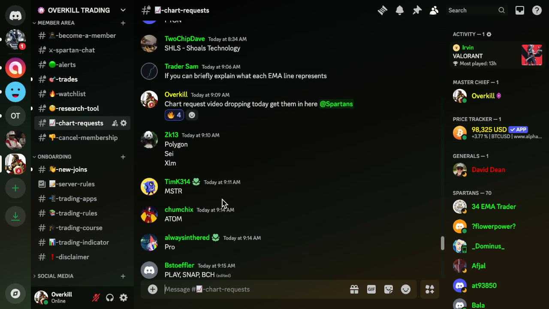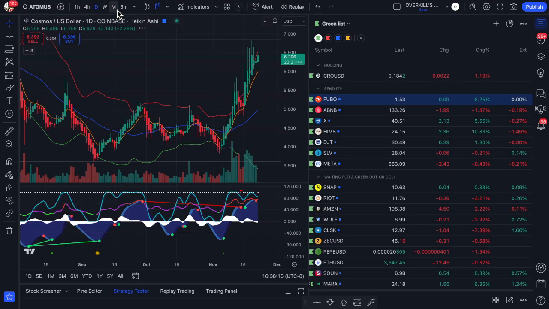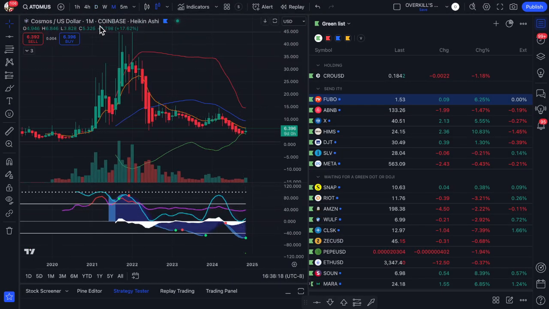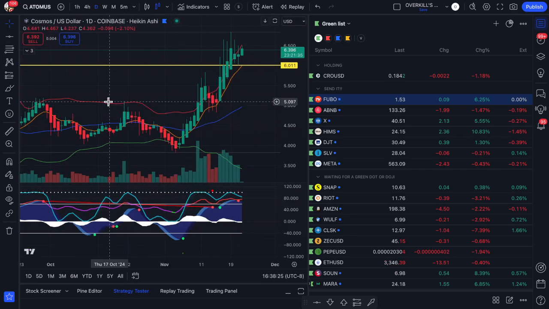Wow, you guys got a lot of requests. I might have to start doing these daily. Adam's got a green dot on the monthly, and the daily's just a little overdone. So protect your gains. Use your stop loss at $6. Hold it. If it hits 6, just sell it, and then get back in around 5, around that moving average there.